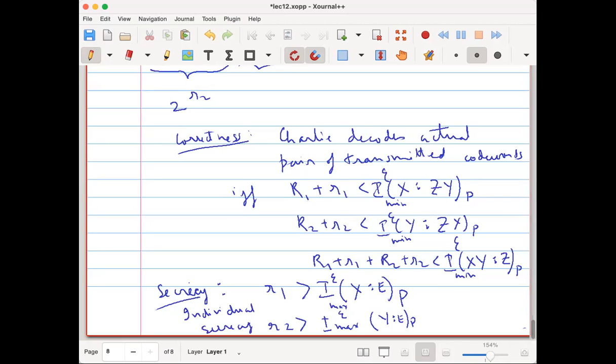So for example, let me give a concrete example of how this may arise. Let us say Eve's random variable is just 2 bits, and it so happens that the probability distribution that Eve sees is the following. Each bit is uniformly random, but the 2 bits are the same.